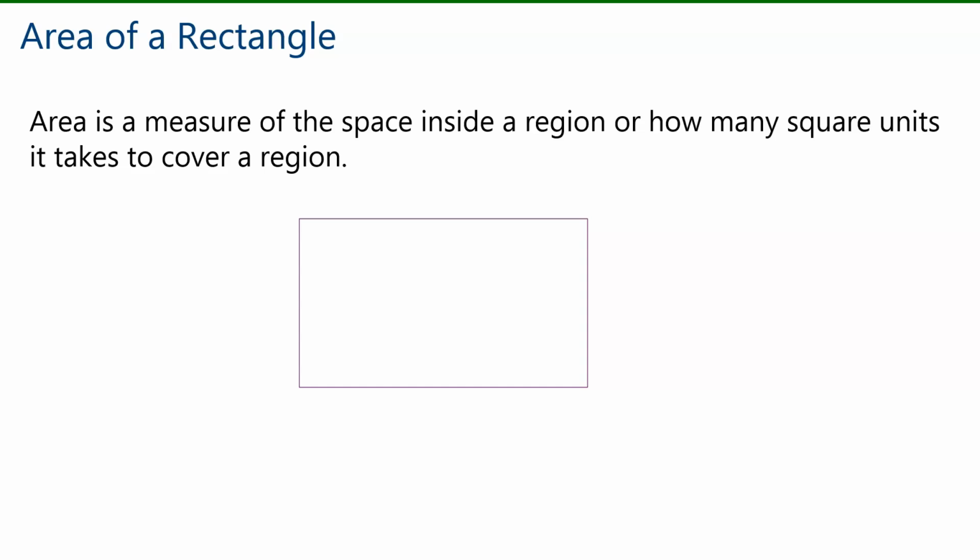So what is area? Area is a measure of space inside a region. So let's have a look. If I were to shade in this rectangle, how much did I shade? That would be the area. We could also look at area as how many square units it takes to cover a region.